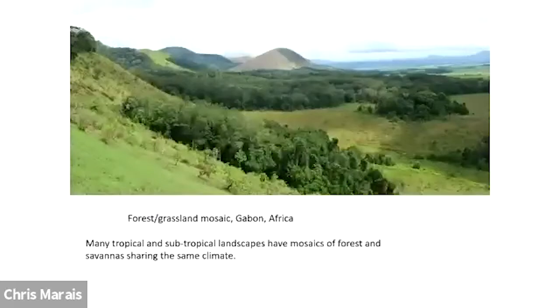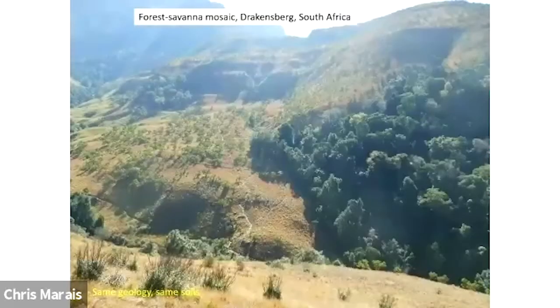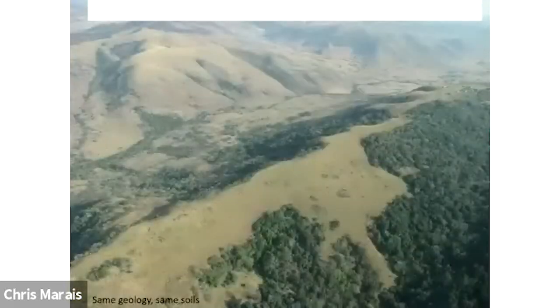This is what it looks like on the ground. There it is in Gabon, Lope Reserve, and there you see the oil and water, the forests and the savannas, quite distinct, not blending at all. The same sort of thing in our own Drakensberg. Same geology, same soil, same climate, but utterly different vegetation, quite distinct from each other. Another example in the hot, dry climate of Hluhluwe-Umfolozi.